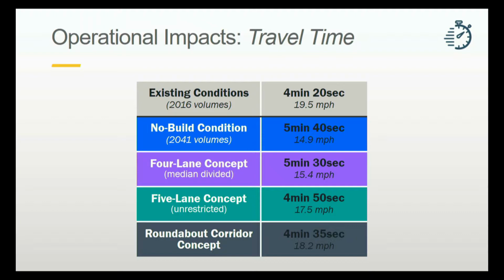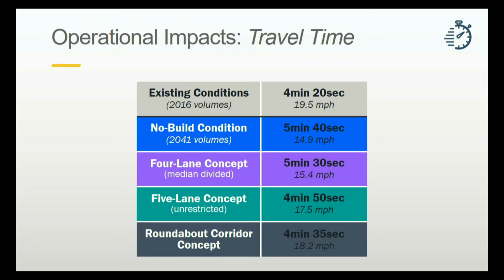So in terms of travel time, everybody always wants to see what the travel time impacts are. This is just average travel time, all of our analysis periods, so AM, PM, and a midday condition, just averaged together. And we see with existing conditions, we're at 4 minutes 20 along this corridor, both directions averaged. With the no build, we're going to go up to 5 minutes 40, so things are going to get worse. And the different build alternatives give us some degree of improvement.